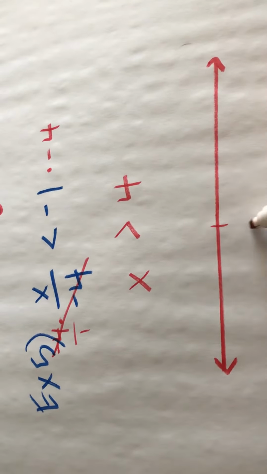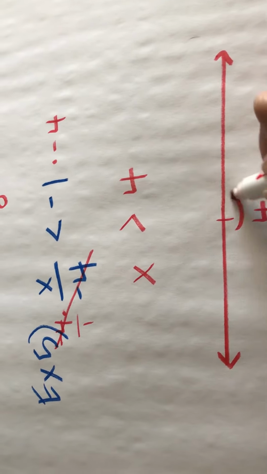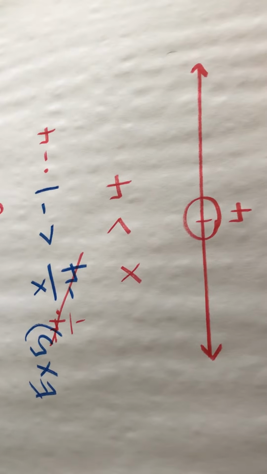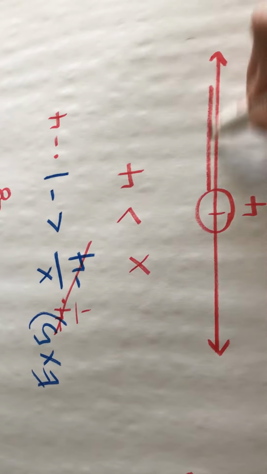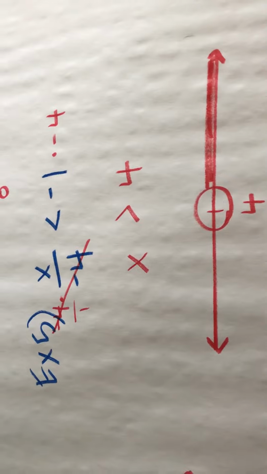So positive 4 on our number line, it can't be positive 4, so an open circle on 4, and anything greater than 4 would be located to the right.